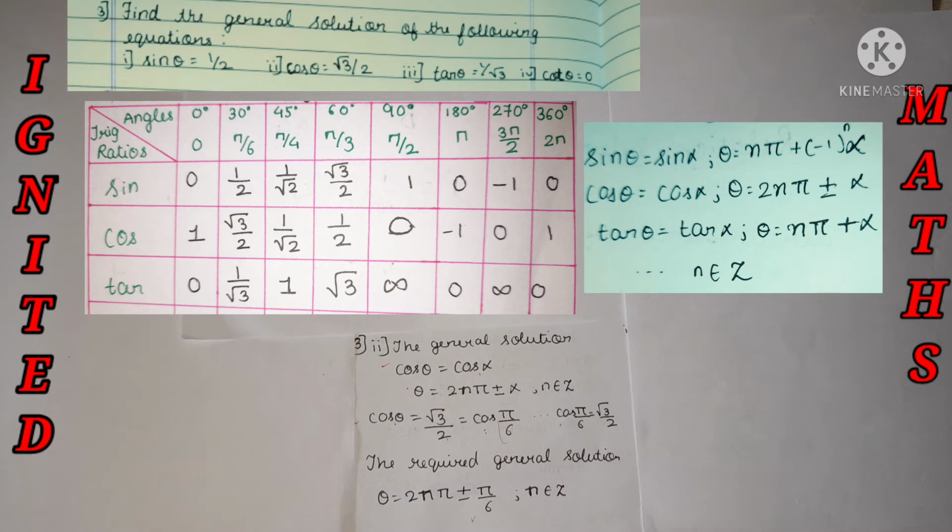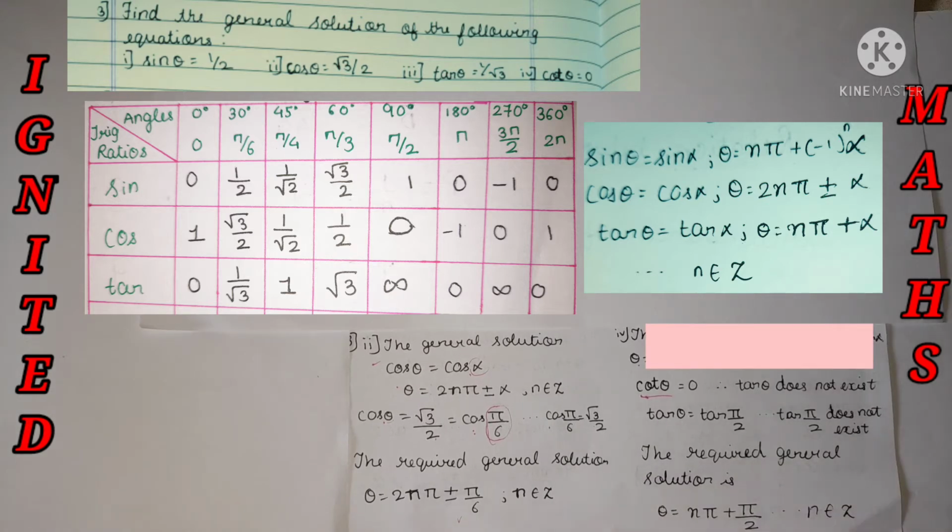By the general solution formula, theta is equal to 2n pi plus or minus alpha. Here theta is theta, and alpha is represented as pi by 6. So we represent it as theta is equal to 2n pi plus or minus pi by 6, in which n belongs to the integers. This is the simplest question. We have found the general solution of it. We just need to use the formula and we will get the answer.